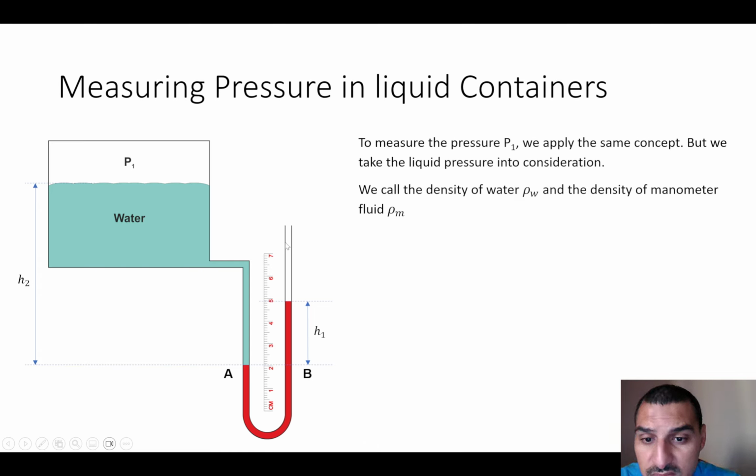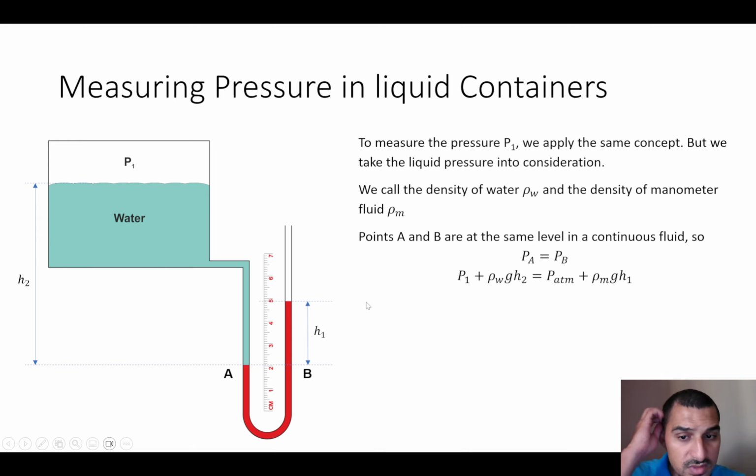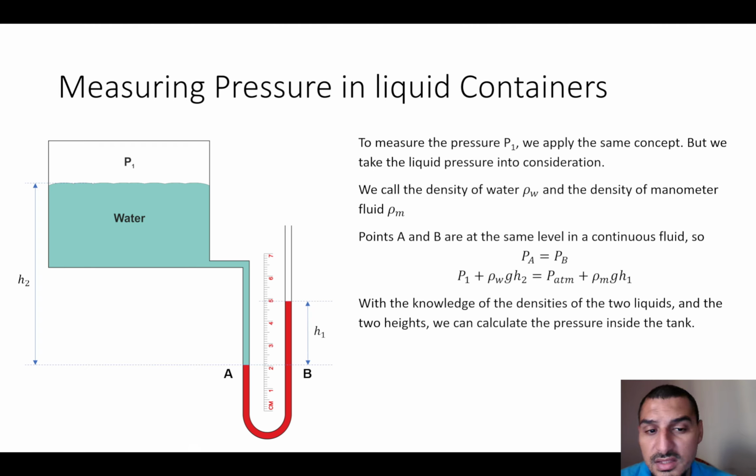Pressure at point B equals the atmospheric pressure plus rho G H, but this is H1 and the density of the manometer fluid. PA equals P1 plus rho G H, but this is the density of water and the height H2. So P1 plus rho water G H2 equals P atmosphere plus rho M, the manometer fluid density, G H1. So we can calculate the difference in pressures if we know the values of the densities and the heights. So this is something we can do as well.